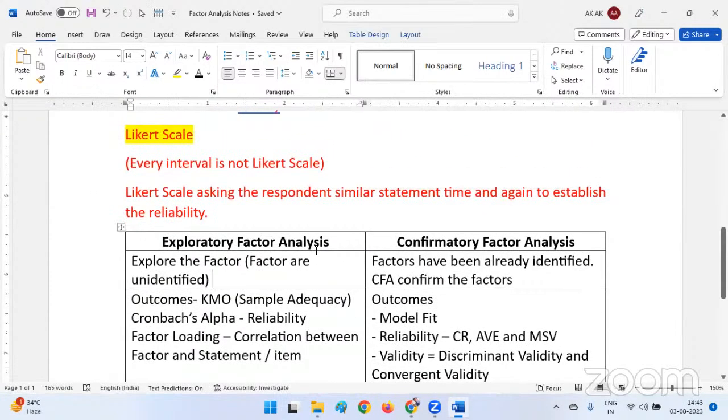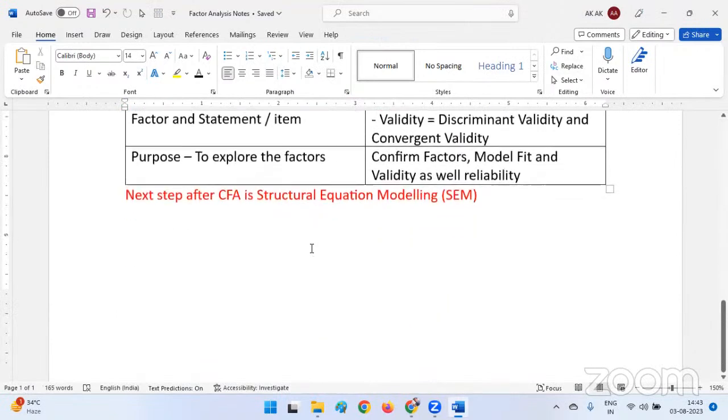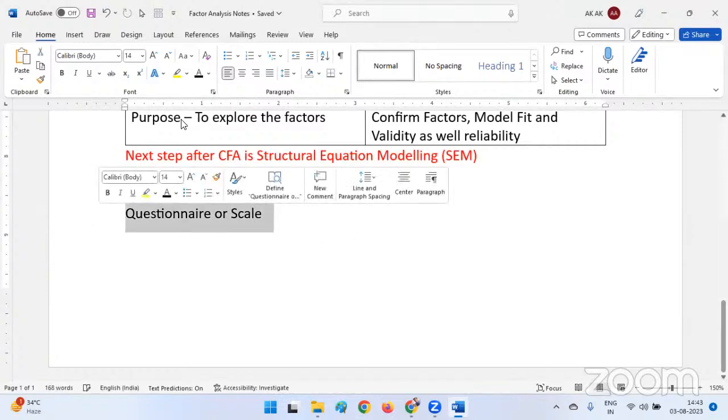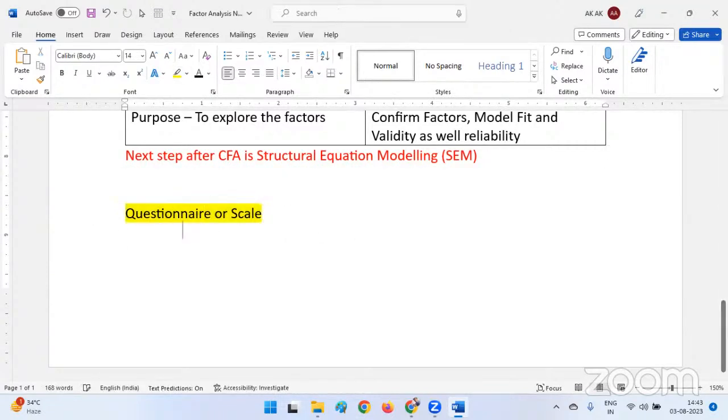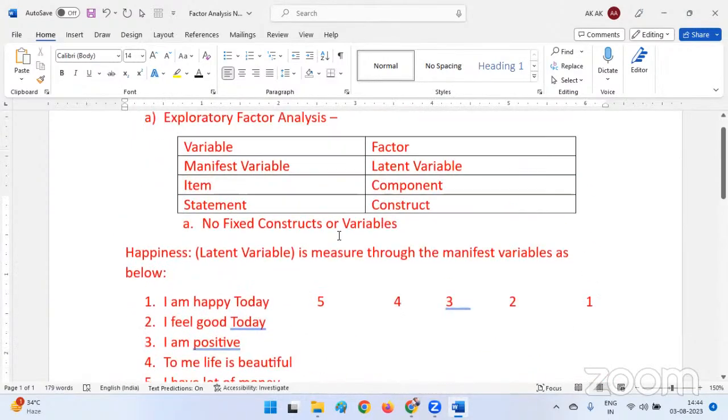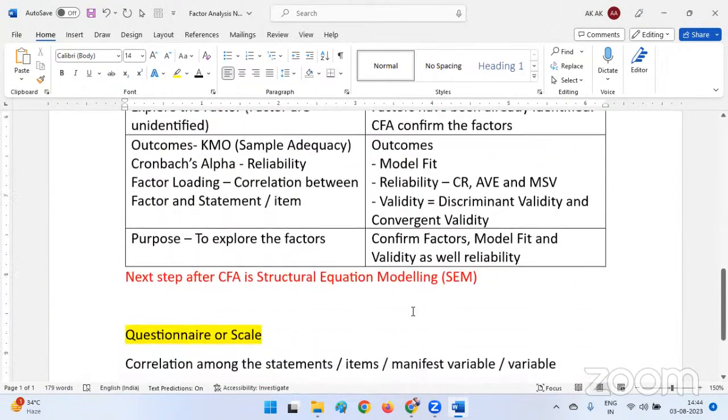Now coming back to exploratory factor analysis, we need what? We need a questionnaire or a scale on which we can apply the factor analysis. The whole game is of correlation. Correlation among the statements or items or manifest variables, whatever you call them. Based on correlation, they will be grouped together. So we are making groups of the statements which are similar to each other.